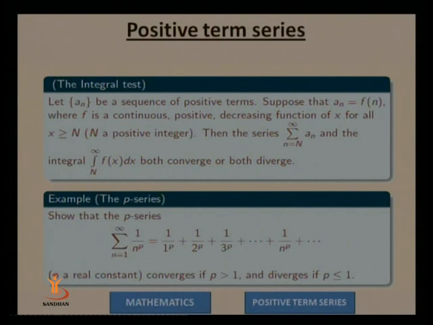That means particularly, suppose we have p equals 2, then the summation of 1/n^2 is a convergent series, and for p equals minus 2, that is 1/n^(-2), which is n squared. So the summation of n squared is a divergent series.